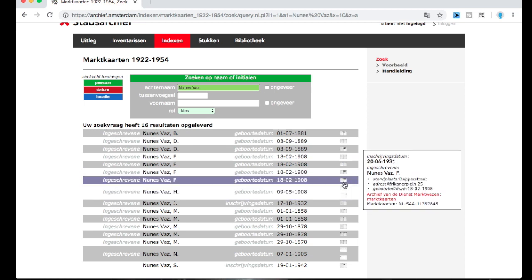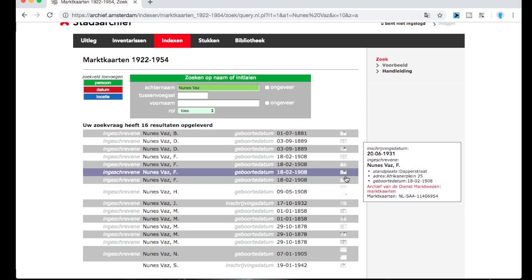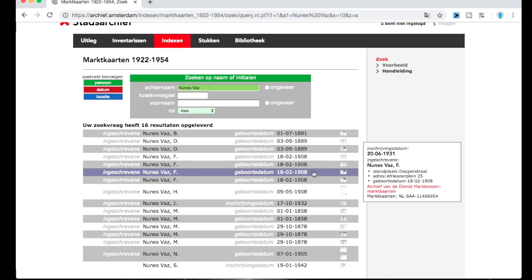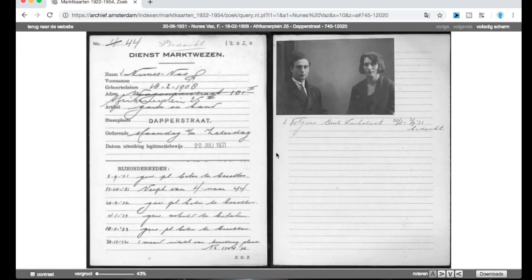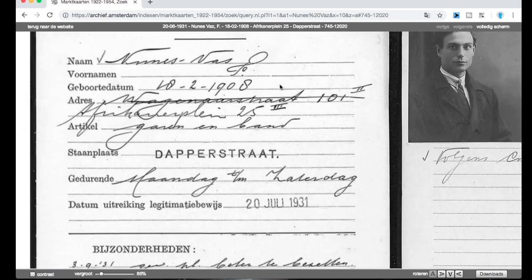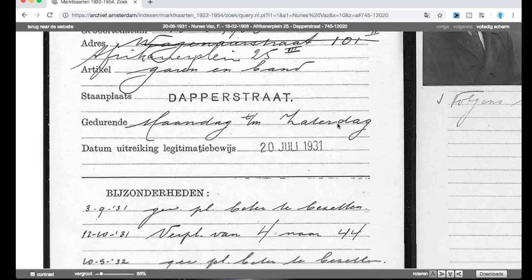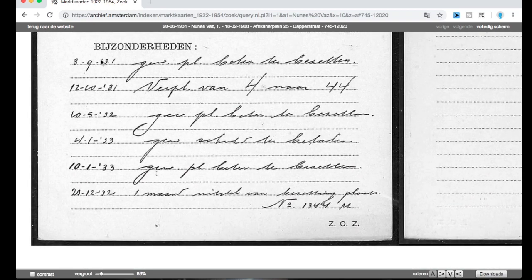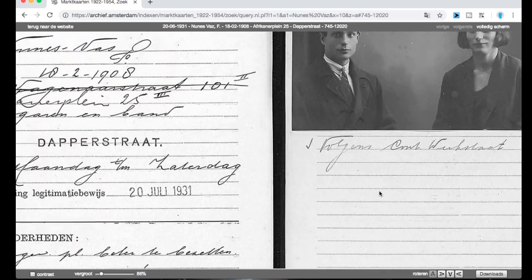And you can often see these little sort of black squares when you're looking at the marked Carton. What that means is that that's actually a picture of the person. So here we have F. Nunes Vaz, born the 18th of February, 1908. So when we click on this, here we have his card, and here's a picture of him with what looks like his wife. And this gives you all of the information on what is he selling in the market, where is he selling it, different pieces of information just about his business. So it's a really great look into a lot of different people.